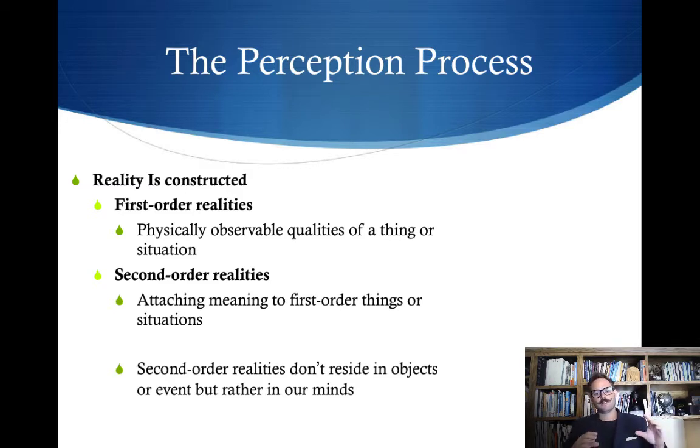And so this distinction between first order realities and second order realities really has to do with our interpretations of what we're exposed to. Second order realities don't necessarily reside in objects or events, but rather in our minds. It's how we attach meaning or interpret a particular situation. So it's always important to take note of our perception process and how we arrive at conclusions, because it's easy to assign meaning to a particular situation and have an inaccurate interpretation of what's taking place.